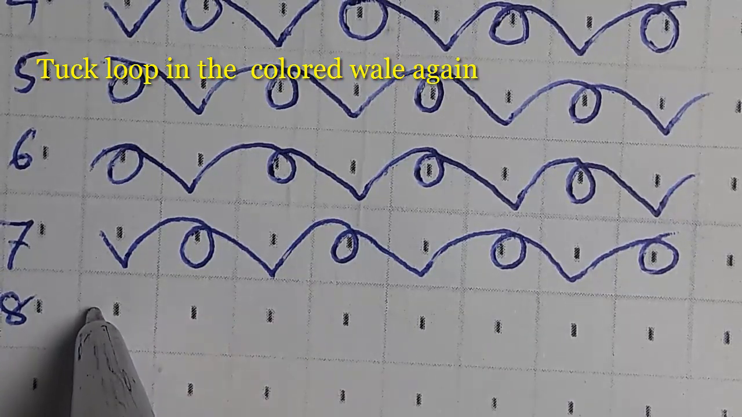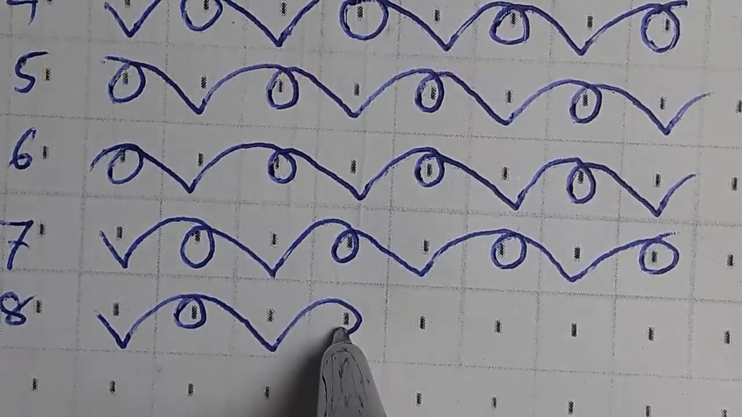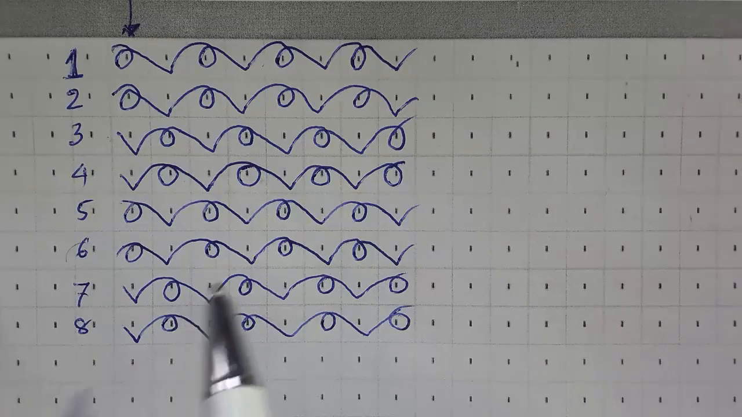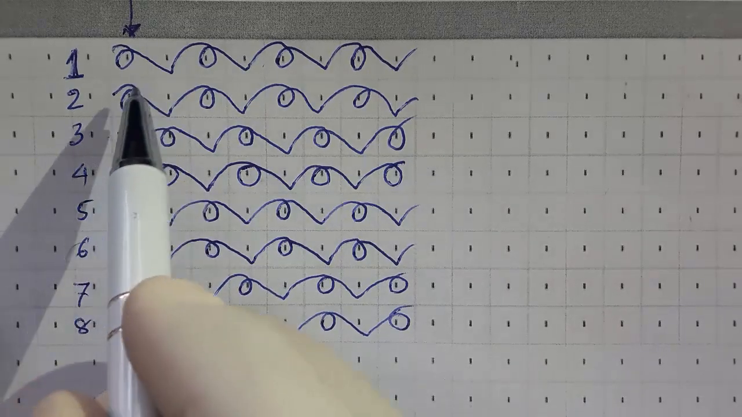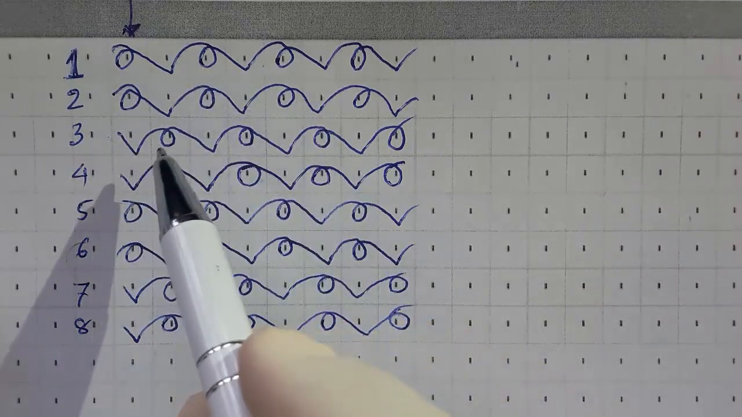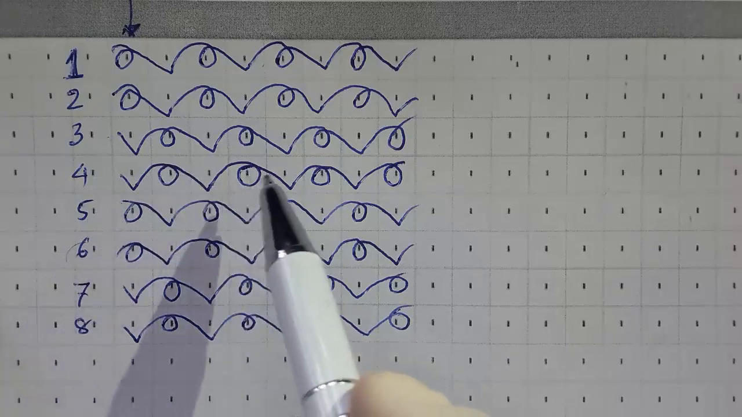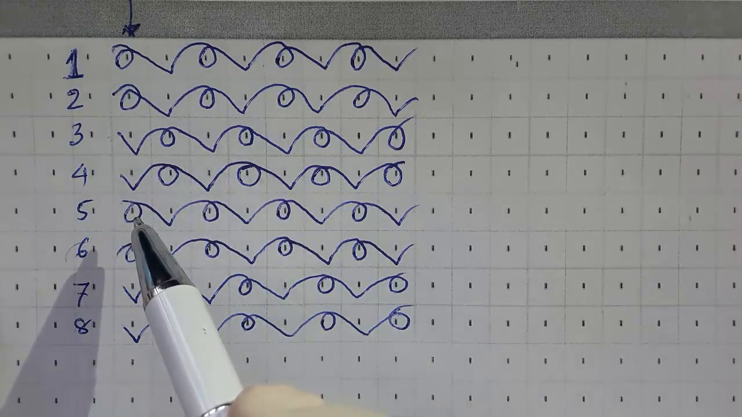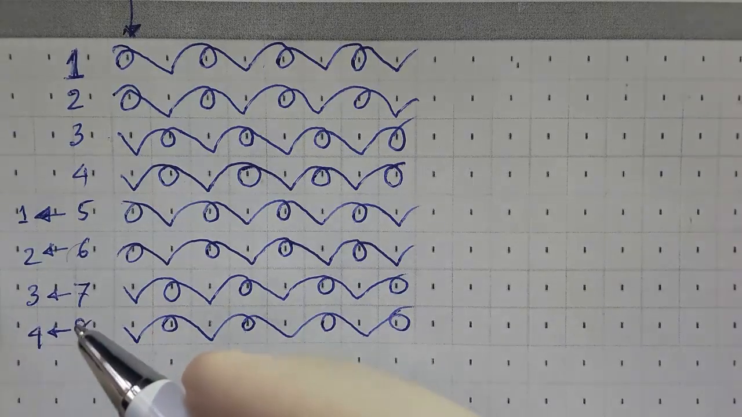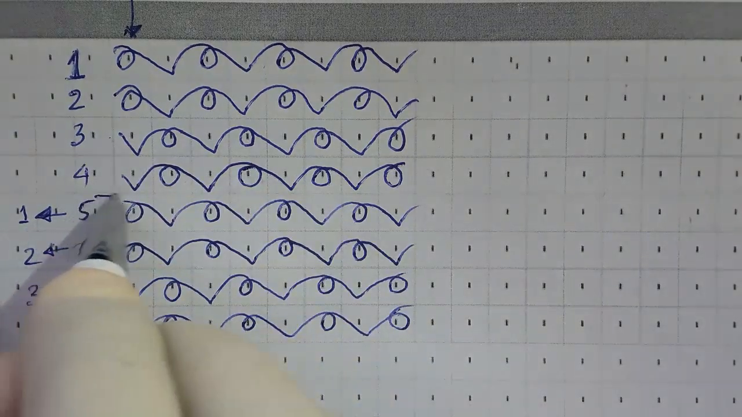So we draw 8 courses here. From these 8 courses, we have to find the repeat of this structure. As we see in the first course, knit tuck, knit tuck, the same again, tuck, knit, tuck, knit in the next. In the fifth course, the same thing is coming, like the first. So 5 is like 1, 6 is like 2, 7 is like 3, 8 is like 4. So we got our repeat: 4 courses is our repeat.